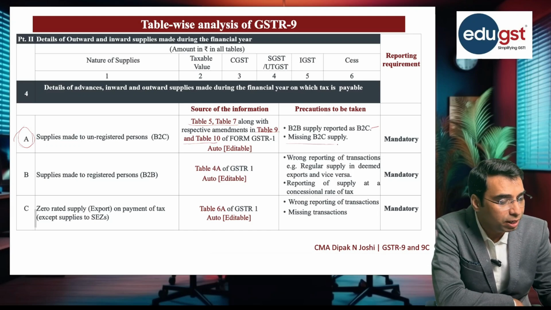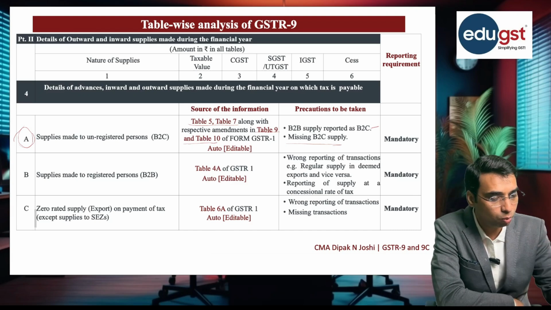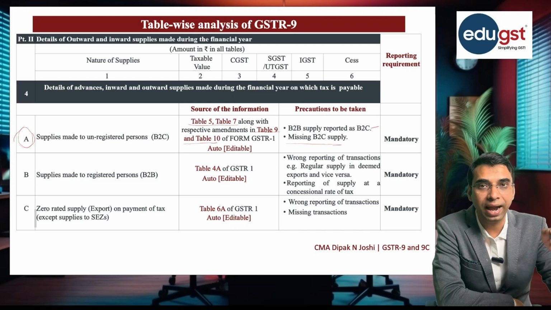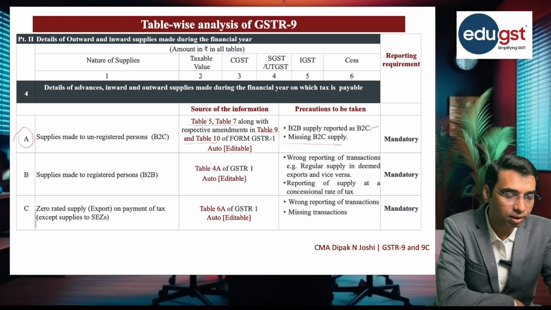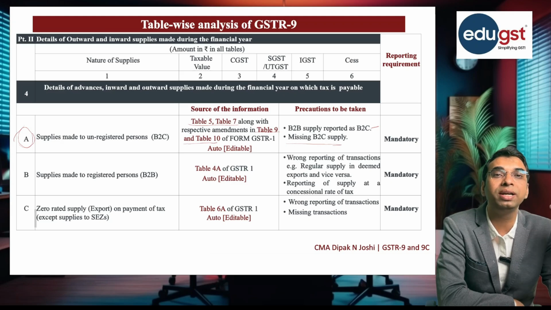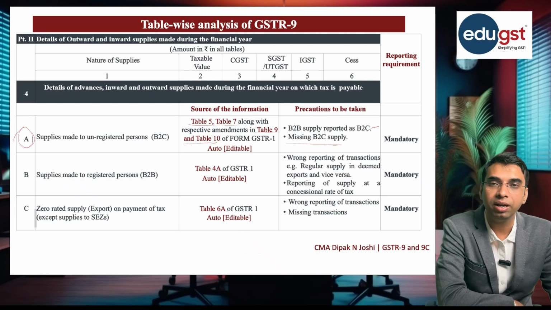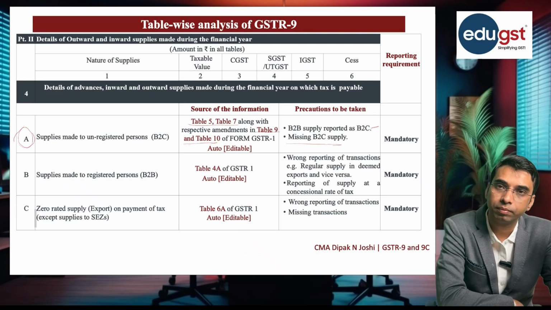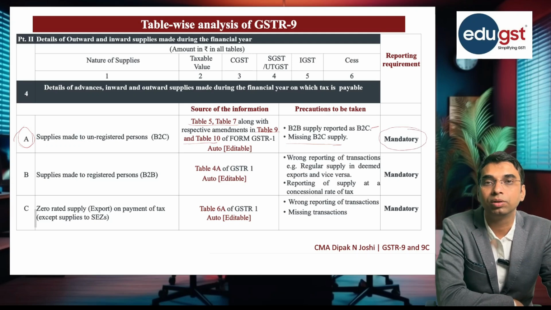If there is any missing B2C supply, in that case also you are required to add that missing supply in table 4A. If there is any value of supply which is not declared in GSTR-1 and GSTR-3B, those missing supplies you can also incorporate here in B2C supply. Now this table is mandatory, there is no relaxation. Table 4A is a mandatory table, and you are required to furnish information in it.